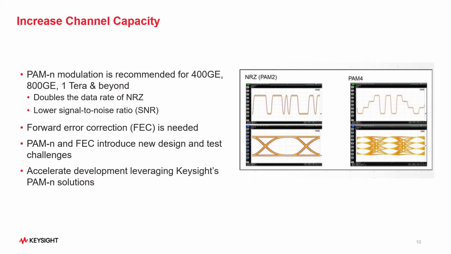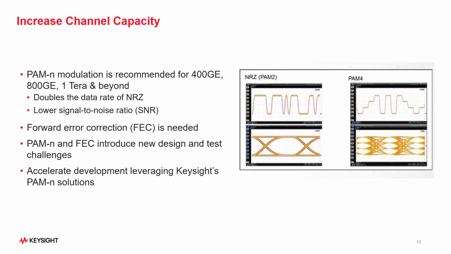Data center operators need to increase channel capacity as they transition from 100 gig, 400 gig, 800 gig, and now into terabit data throughput speeds. This can be achieved with the optical transceivers, like I mentioned earlier, that use advanced modulation and coding techniques.